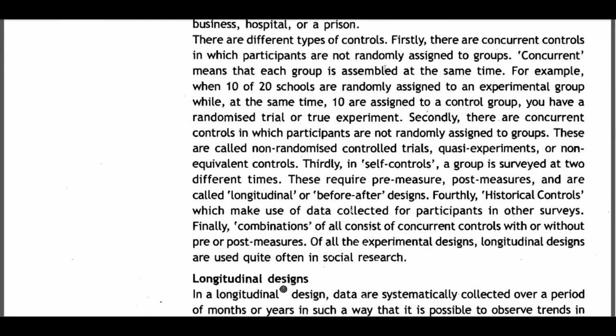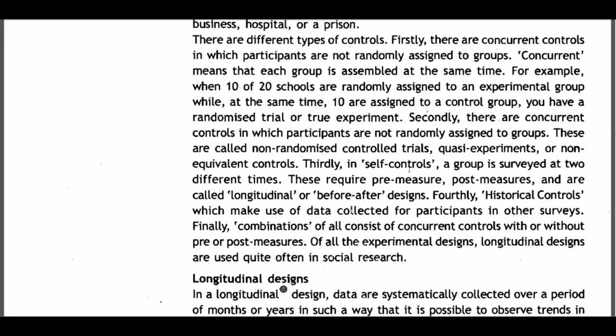There are different types of controls. Firstly, there are concurrent controls in which participants are randomly assigned to groups. Concurrent means that each group is assembled at the same time. For example, when 10 of 20 schools are randomly assigned to an experimental group, while at the same time 10 are assigned to a control group, you have a randomized trial or true experiment. Secondly, there are concurrent controls in which participants are not randomly assigned to groups. These are called non-randomized control trials, quasi-experiments, or non-equivalent controls.